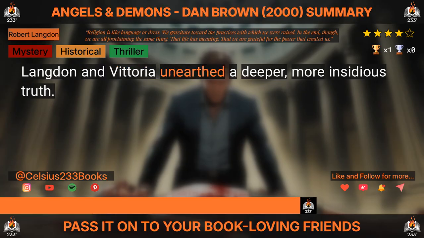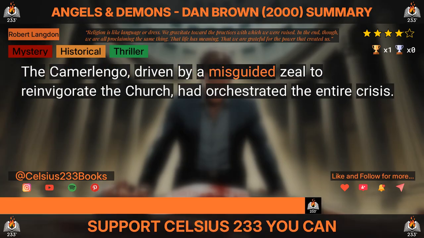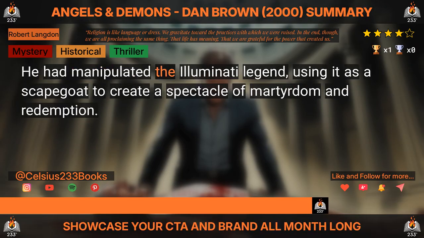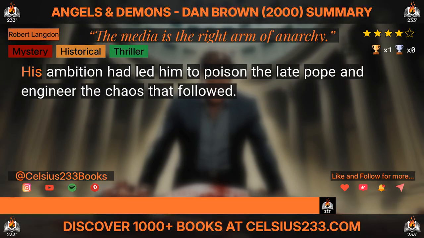Langdon and Vittoria unearthed a deeper, more insidious truth. The Camerlengo, driven by a misguided zeal to reinvigorate the church, had orchestrated the entire crisis. He had manipulated the Illuminati legend, using it as a scapegoat to create a spectacle of martyrdom and redemption. His ambition had led him to poison the late pope and engineer the chaos that followed.